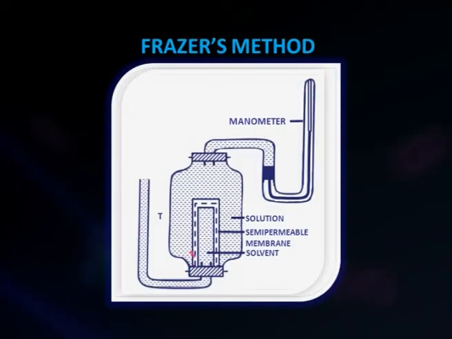The porous cell impregnated with copper ferrocyanide is filled with water and immersed in a vessel containing the aqueous solution. The pressure is measured by means of an attached manometer. The system is allowed to stand until there is no further increase in pressure. Then the osmotic pressure is just balanced by the hydrostatic pressure in the column of the solution.